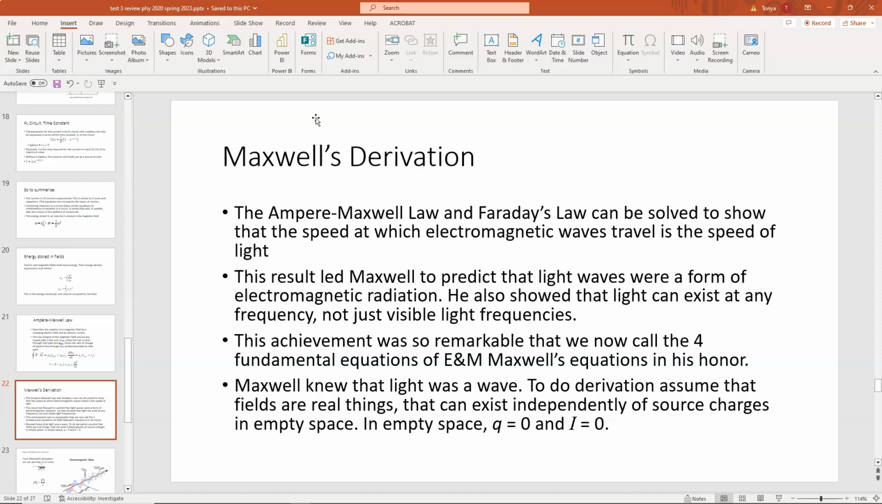This achievement was so remarkable that we now call the 4 fundamental equations of electricity and magnetism Maxwell's equations in his honor. Okay? So Maxwell knew that light was a wave. This had been proven through some experiments with interference and diffraction. So to do that derivation, he assumed that fields are real things and that they can exist independently of source charges in empty space. And remember that in empty space, the charge and the current are both zero.